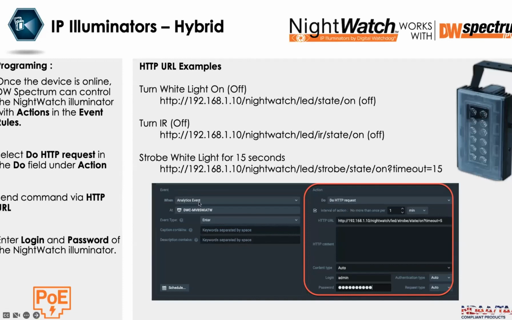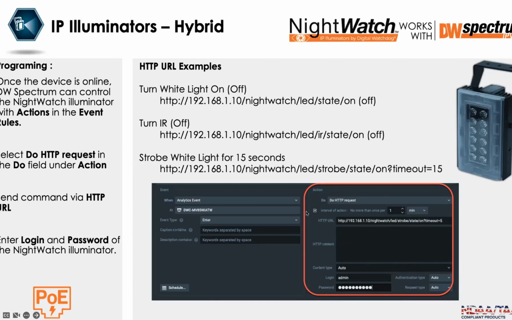One other note is Bobby was talking about, because you can control these with different events inside of Spectrum. So it could be a soft trigger, and we'll show you an example of that. But it could also be automatic, i.e. an analytic. In this case, we're showing the event being an analytic event from a particular camera, that when somebody enters a zone or an intrusion area, we're going to turn on the white light, we're going to strobe the white light for 5 seconds in this case.